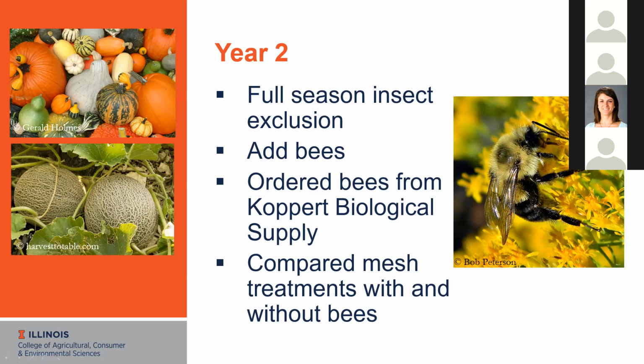In these plots, we never removed the covers at all, to see if we could achieve full season insect exclusion. And we also wanted to know if we were going to get higher yields from having the bees in there for the whole season. When you order bumblebee colonies, we put a colony in underneath every row cover, and we left it in there for pretty much the whole season. And so the pollination services were available to the plants for an extended amount of time.